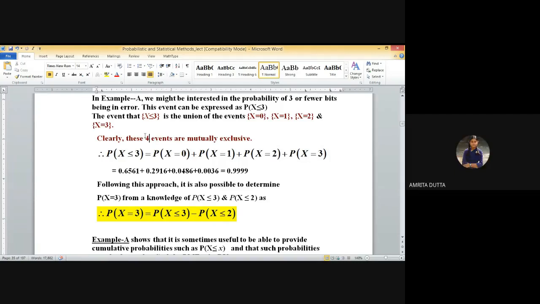Sir, rectangular hyperbola? Rectangular hyperbola increases. No, sir.